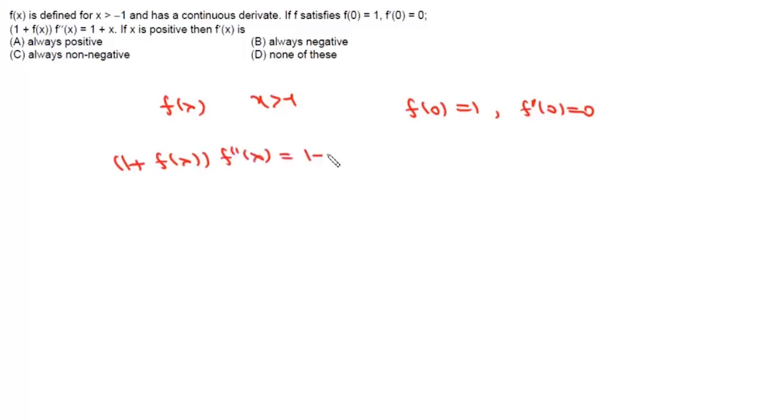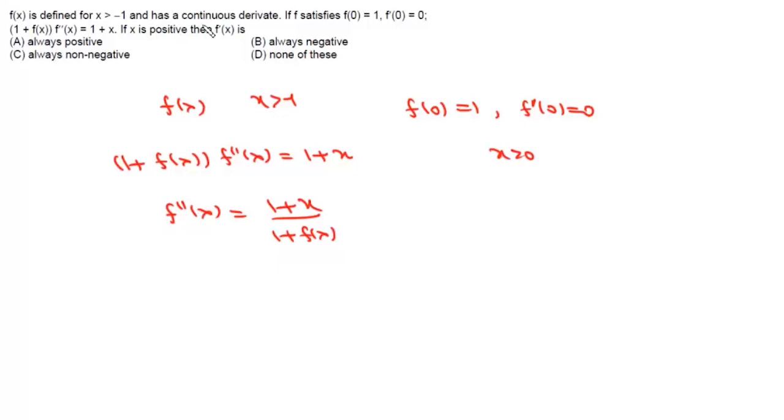Now here the question is, f(x) is defined for x greater than minus 1. And it says, if f(0) is 1 and f'(0) is 0 and (1 plus f(x)) into f''(x) is equal to 1 plus x, and if x is greater than 0, then f'(x) is which of the following? Now if we look at f''(x), it will be (1 plus x) upon (1 plus f(x)).